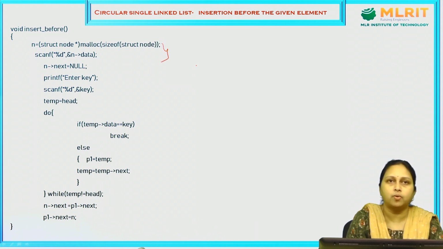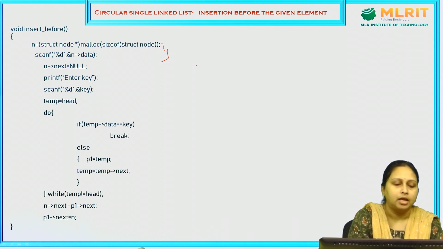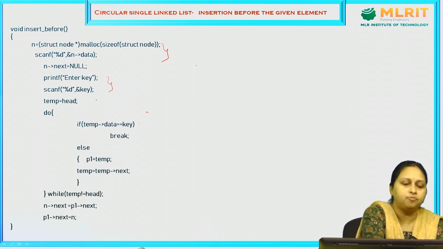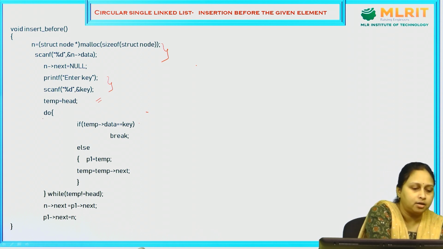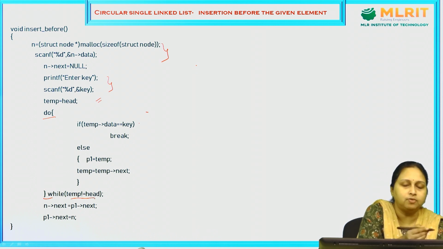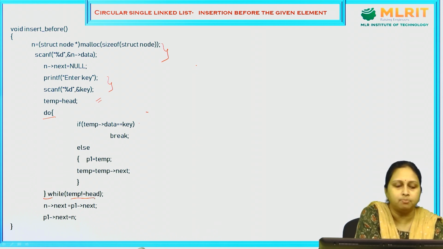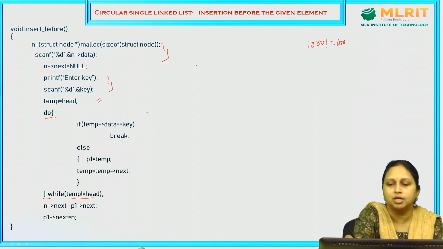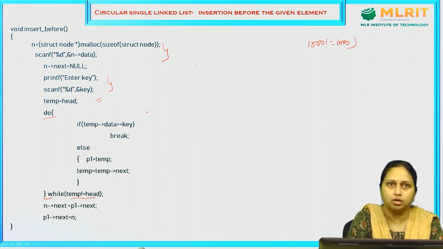These 3 steps are required for allocating the memory, reading the data value and assigning next to null, and reading the key value, and temp will be assigned to head. As I said, we are going to use a do while loop here. Why am I not using a while loop, I said previously. If I use a while loop, at the starting itself the condition temp not equal to head will fail. Temp is assigned to head, and temp value is 1000 and head value is also 1000. 1000 not equal to 1000, here itself the condition fails. It will not enter into the loop. That's why we are going to use the do while loop here.